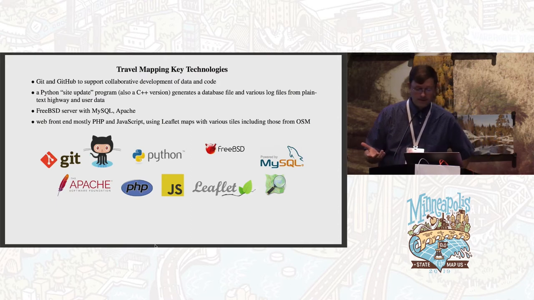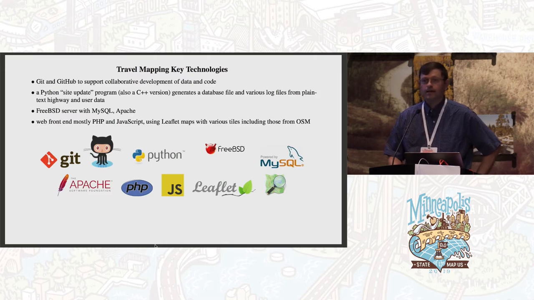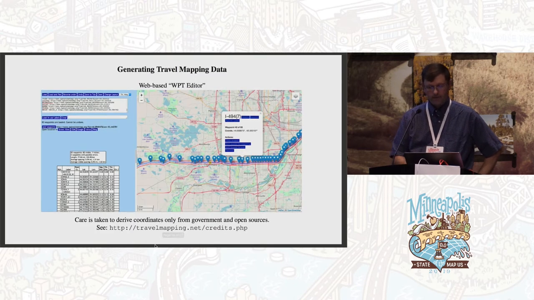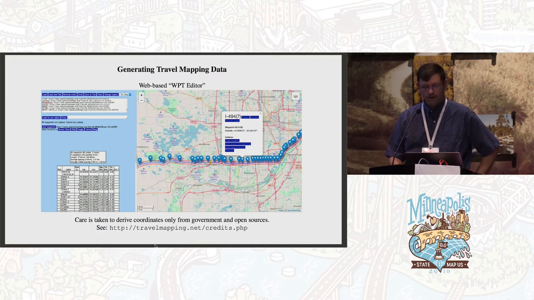Where does OpenStreetMap come into this? Well, OpenStreetMap is where we can figure out where these intersections are. We can pull out individual intersections, and we do that with a waypoint editor. WPT stands for waypoint.